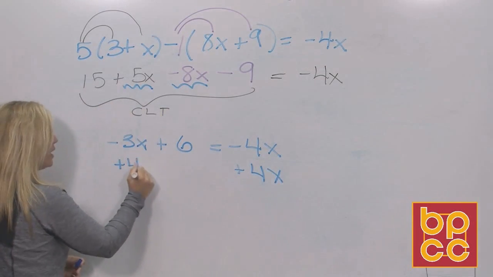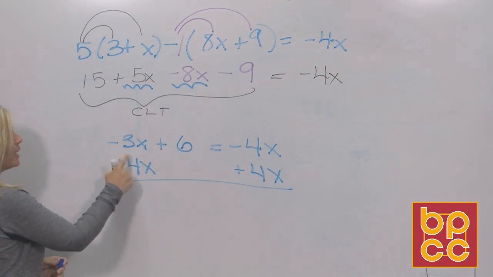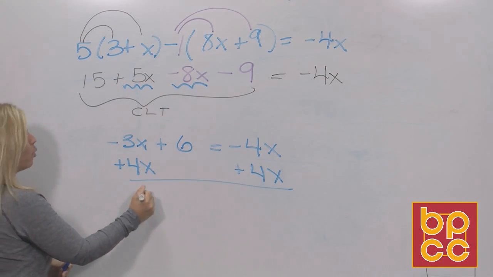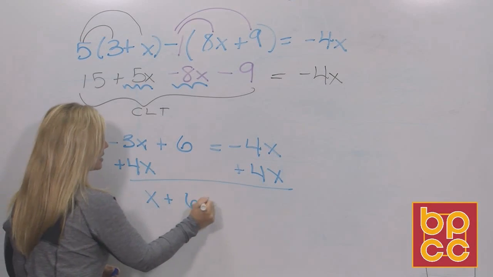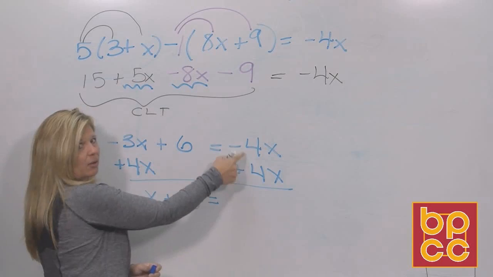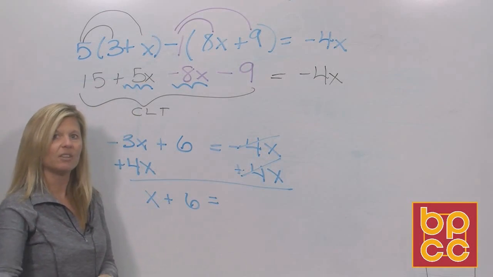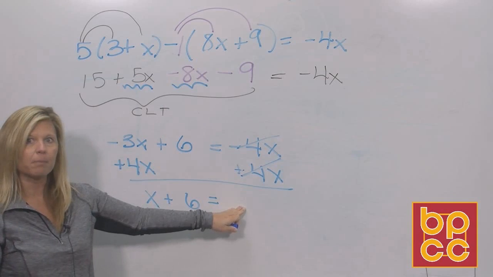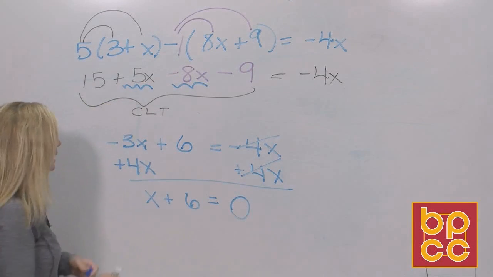When you physically move a term, you have to show that work. Negative 3x and positive 4x would make a 1x. And we don't have to write the 1, we just write the x. Plus 6 equals. What happens on the right side here? I know they cancel out because they're opposites, additive inverses, but can you leave the right side blank? No. So what do you put? A 0. Good.